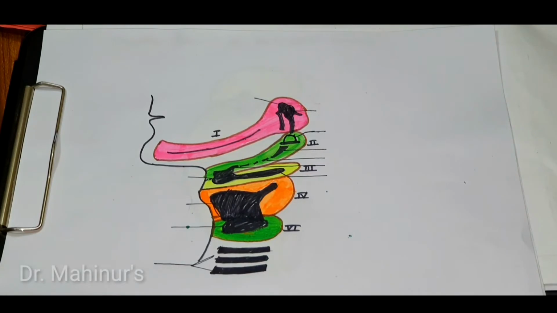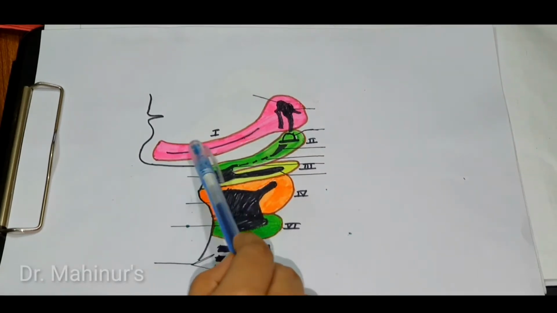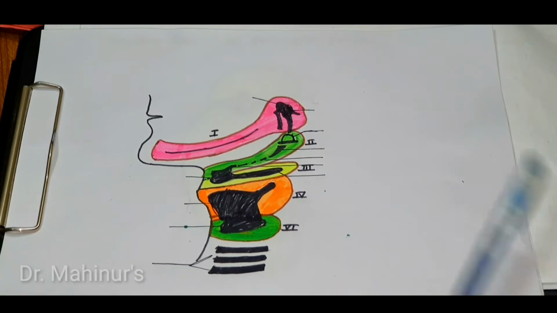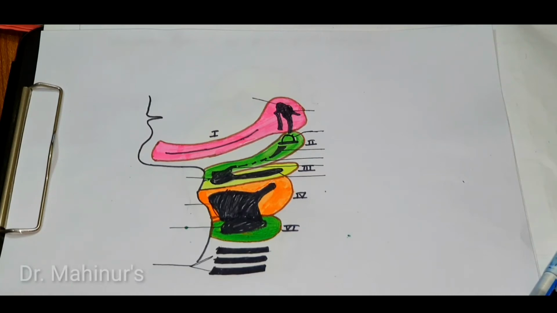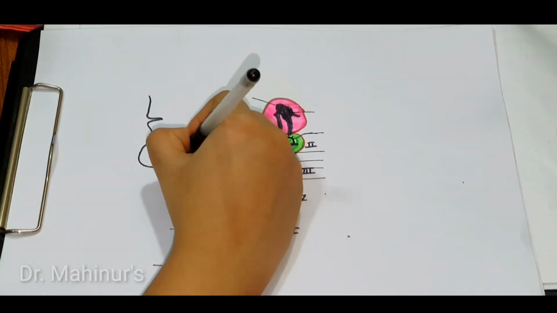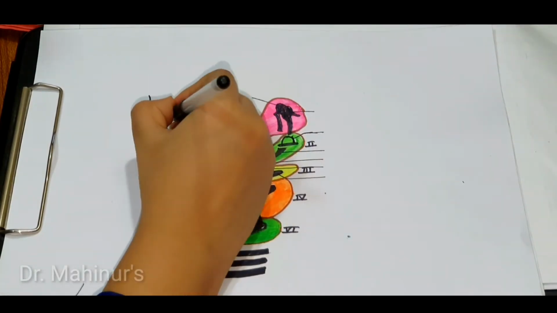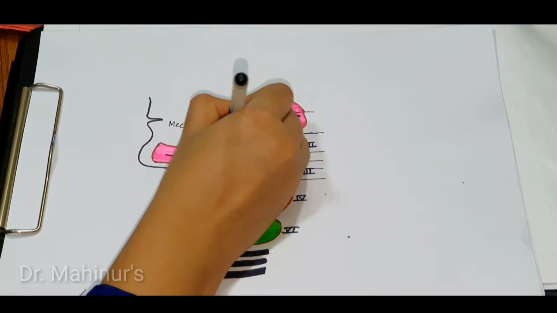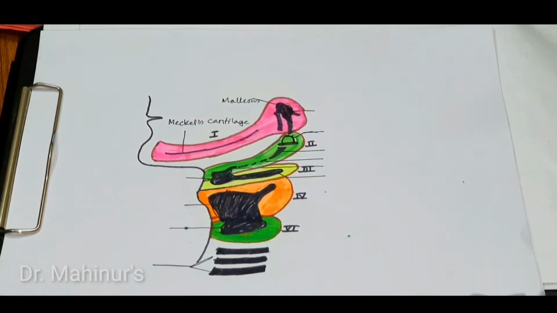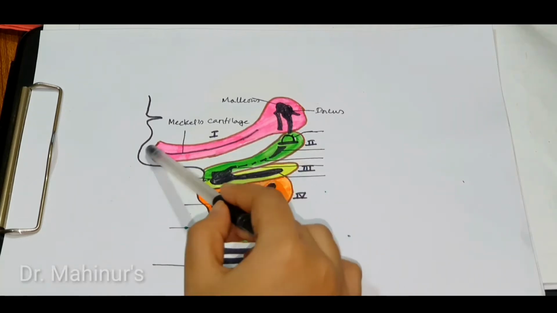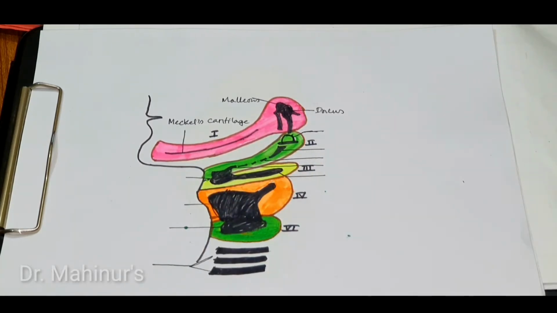In the first pharyngeal arch, this is the mandibular process that contains Meckel's cartilage. During further development, it disappears except for two small portions at its dorsal end that persist and form the incus and malleus. So this is Meckel's cartilage. This one is malleus and this one is incus. The mandible is also formed by membranous ossification of mesenchymal tissue surrounding Meckel's cartilage.